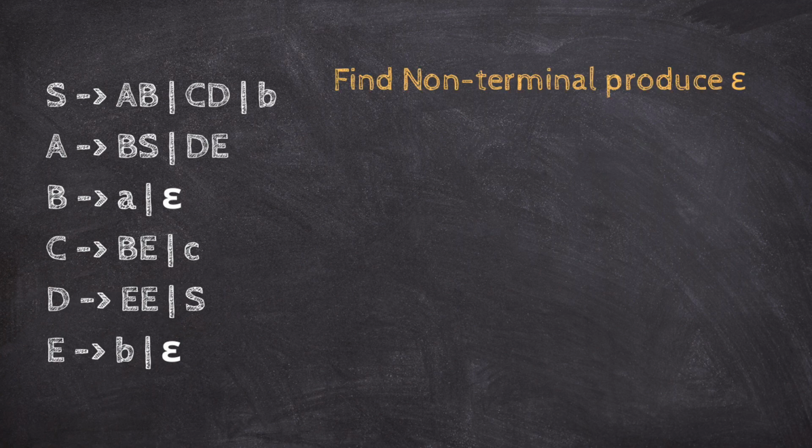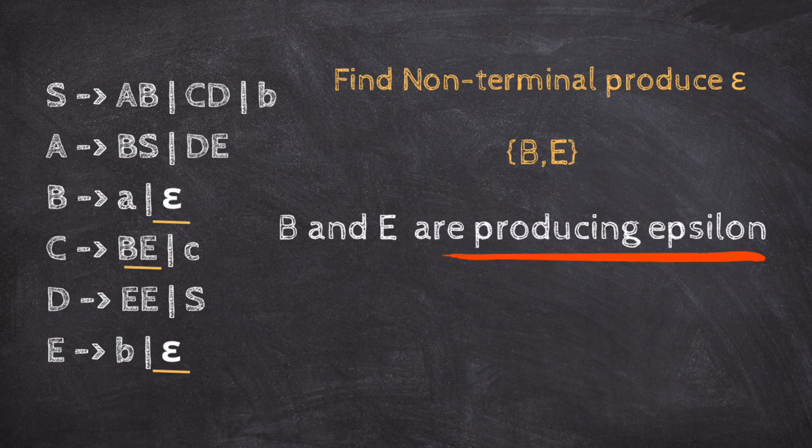Step 1. Find all non-terminals that produce epsilon. B produces epsilon, so B is yes. E produces epsilon, so E is yes. C produces BE, and since both B and E produce epsilon, C is also yes. So our non-terminals that produce epsilon are B, C, and E.